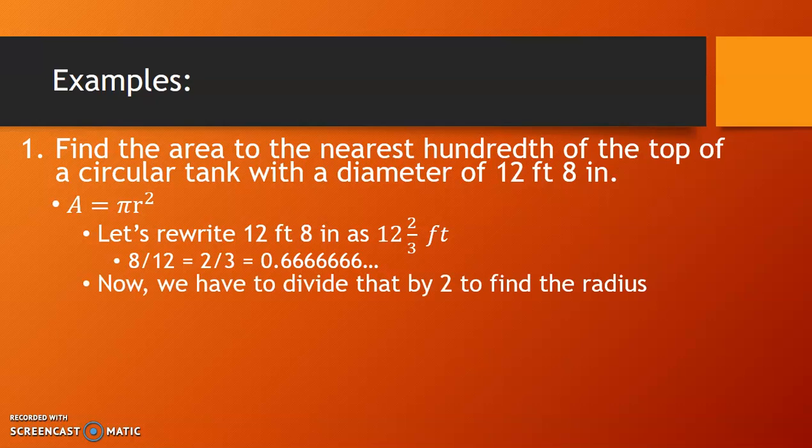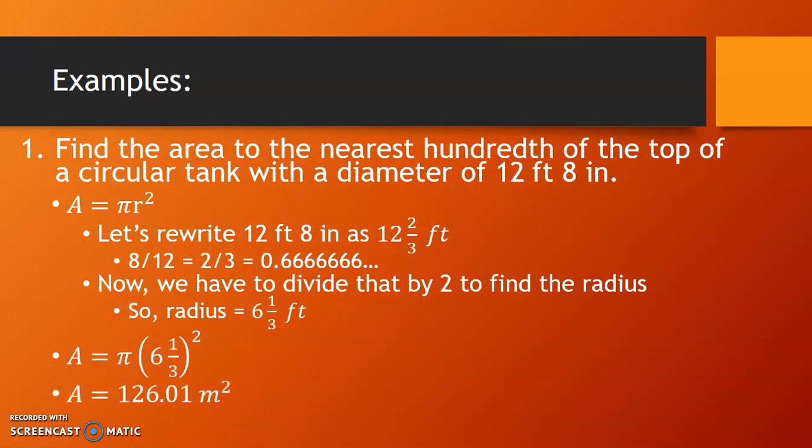Now I have to divide that by 2 because that's the diameter, and I have to use radius for area. So I'm going to divide that 12 2/3, or 12.6 repeating, by 2. And so that's going to come out to be 6 1/3. So that's the radius for this problem. So now we can plug it into our equation. We can take pi times 6 1/3 and square that. And we're going to get 126.01, and this would be meters squared.